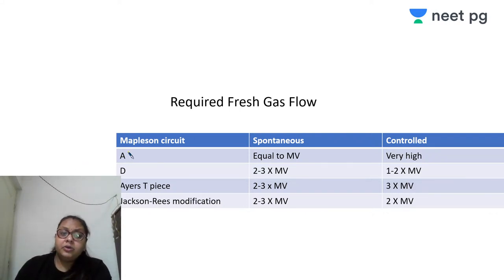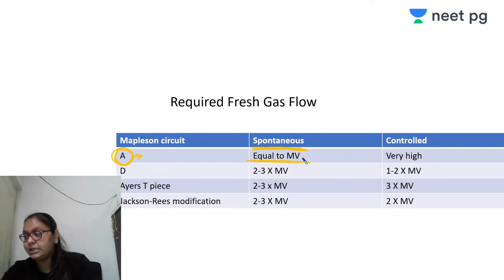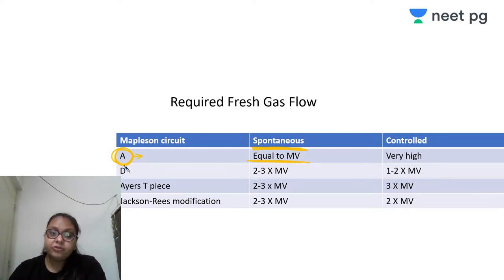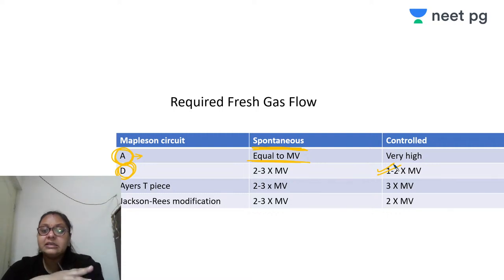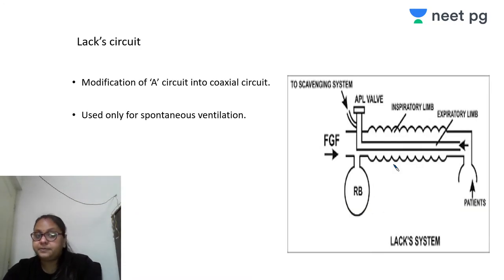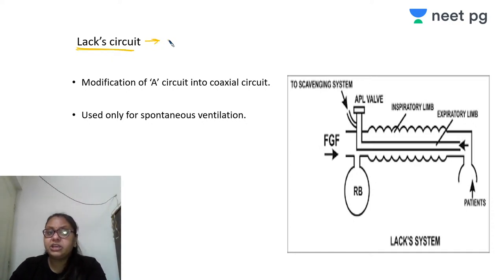Okay, now I told you A, it is mostly for the spontaneous breathing. ठीक है, spontaneous breathing, इसमें the required fresh gas flow is equal to the minute ventilation. जबकि जो D type है, ठीक है, D type, it is for both spontaneous and controlled, but preferred for controlled ventilation. Remember, it is preferred for controlled ventilation. So, A is for spontaneous, D is for controlled ventilation. Okay, I told you the Lack, it is a modification of A.